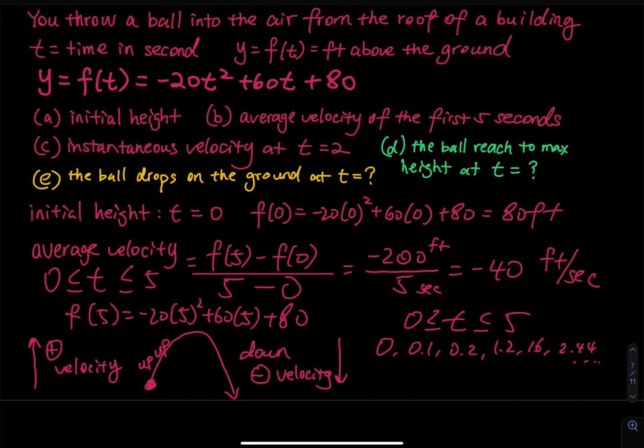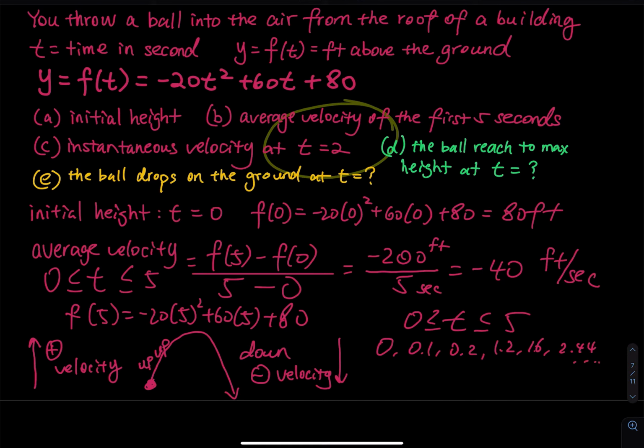All right, so that is B. So how about C? C is the instantaneous velocity. I want to know what is the velocity of the ball when t is at 2 seconds. So when t is equal to 2, what happened? At that moment, if you take a picture, the ball is motionless.